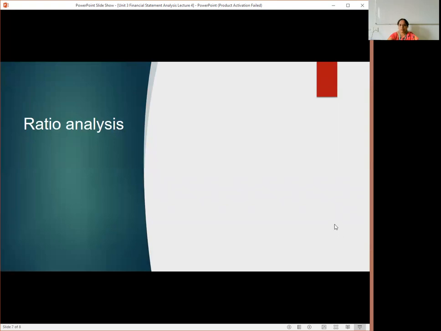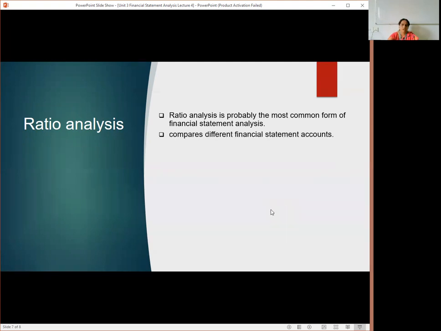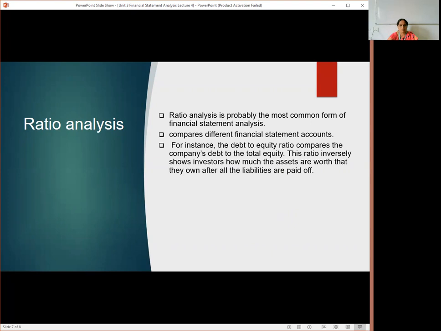So as I told you, we have looked into the horizontal analysis, vertical analysis, and now we are into the ratio analysis. So what do you mean by ratio analysis? Ratio analysis is the most common form of financial statement analysis that we are using. We compare the different financial statement accounts. Remember, the financial statement is made up of the income statement and balance sheet. For example, the debt to equity ratio compares the company's debt to the total equity. This ratio inversely shows how much the assets are worth that the investors own after the liabilities are paid out.